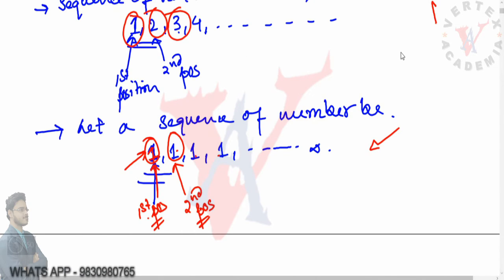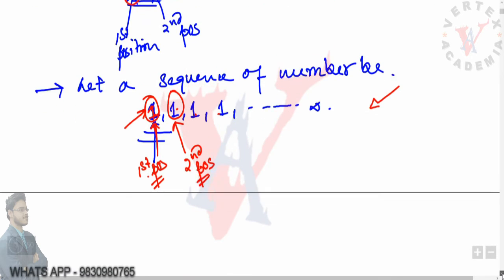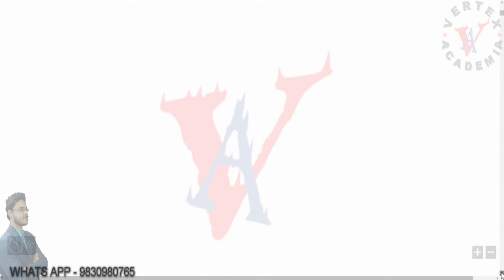So basically a sequence is a collection of objects. It can be anything. For example, it can be a collection of the numbers on the number plates of cars. That can also be a sequence. So a sequence is a collection of objects where repetitions are allowed and the order does matter.